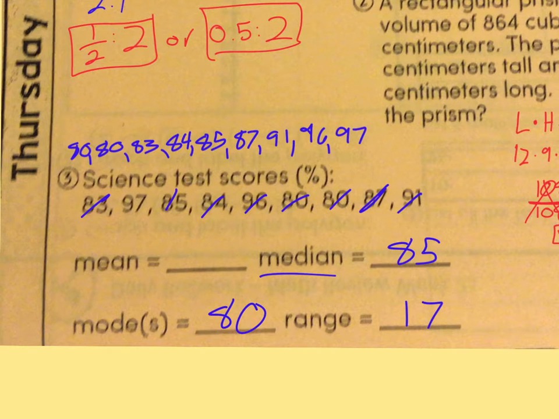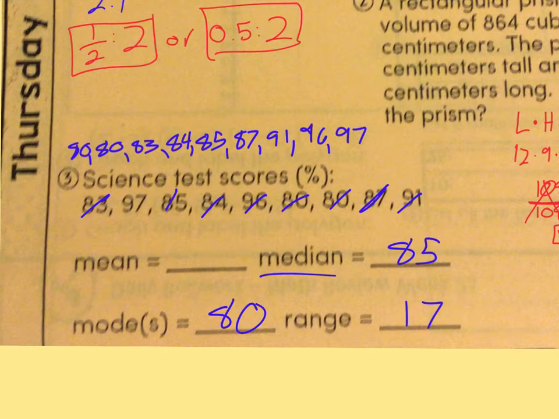And my mean, we need to use our calculator. We are going to go 80 plus 80 plus 83 plus 84 plus 85 plus 87 plus 91 plus 96 plus 97. Hit enter, that's 783. And we're going to divide it by 9.